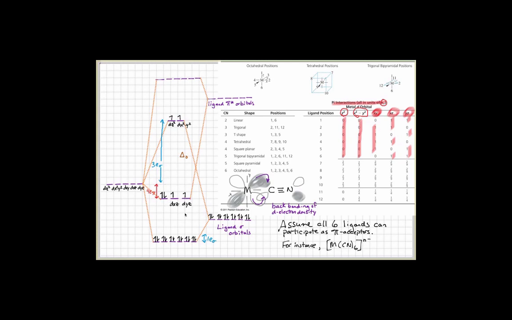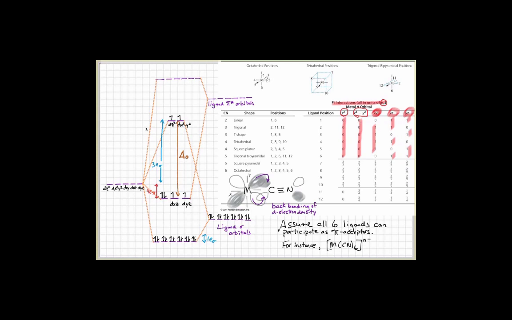And so now we've completed our diagram showing the lowering of the d orbitals due to this pi backbonding interaction. I've shown in here the ligand pi star orbitals being raised in energy. Of course, those have no electrons in them, so they don't contribute to the overall calculation of the energy of the complex. And of course, this raises the ligand field splitting energy for a complex due to this pi interaction that we've added in.